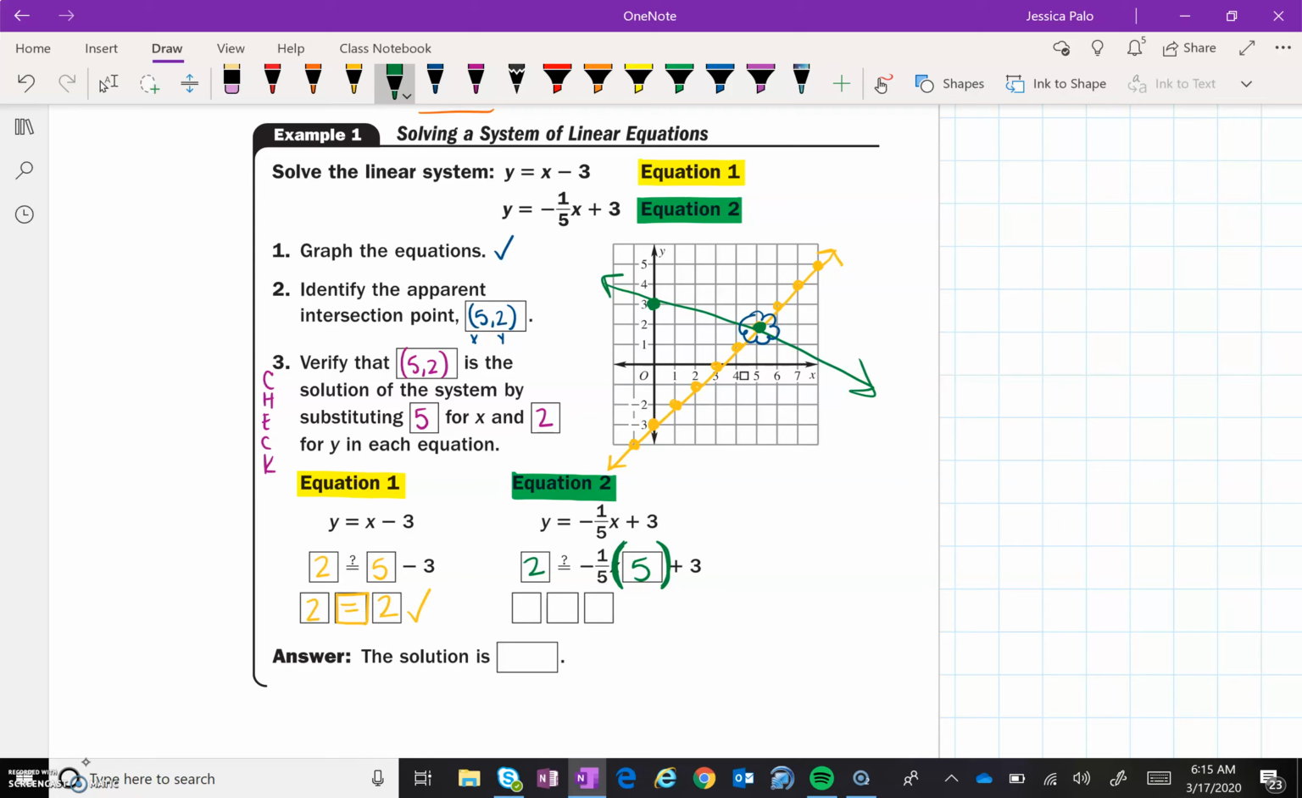All right, 2. Bring down your 2. We do not know if it equals or not. We have negative 1/5 times 5. Negative 1/5 times 5 is negative 1. Negative 1 plus 3 is 2. So 2 does equal 2, and this one is also true. That means the coordinate that we found as the solution, 5, 2, is correct. It is the solution. We are good. That is the answer to the system.